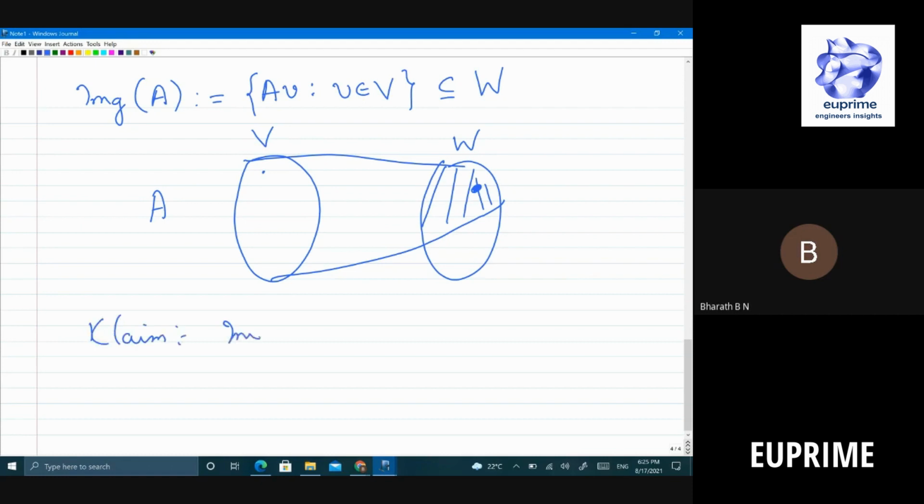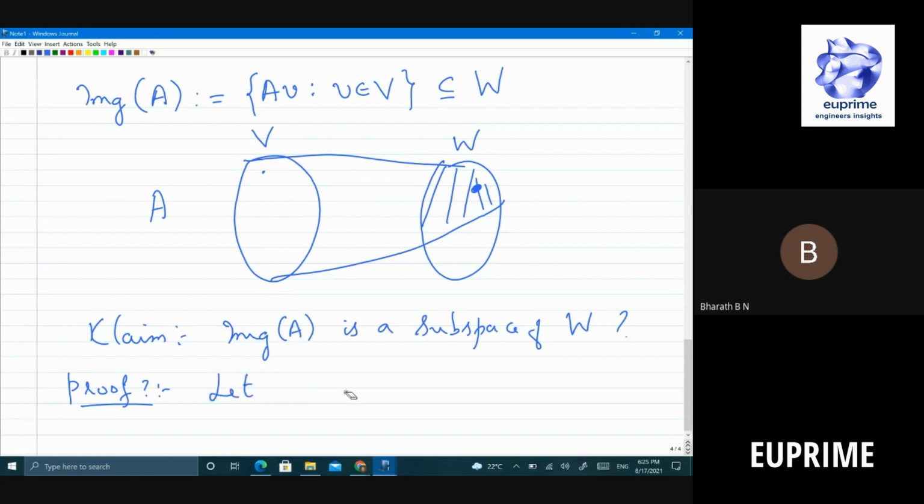Image of A is a subspace of W, I'll write it with a question mark because we don't know. We will see if it's possible. Let's look at the proof again with a question mark. If it works out, then I'll remove the question mark. Now what should I do? I should take two vectors in the image of A, two numbers, take a linear combination and show that it belongs to the image. Same step.